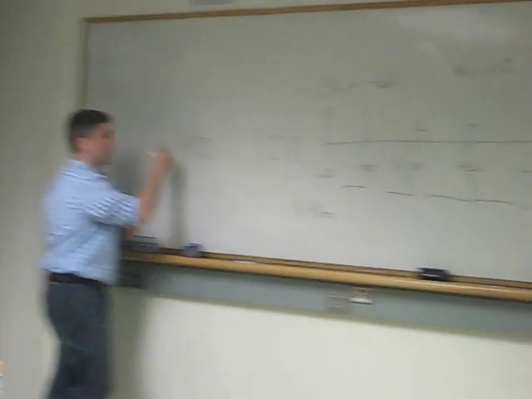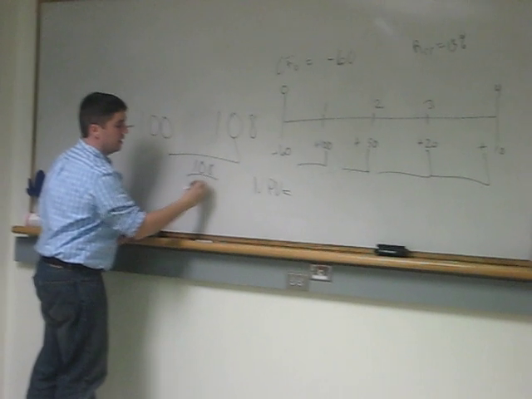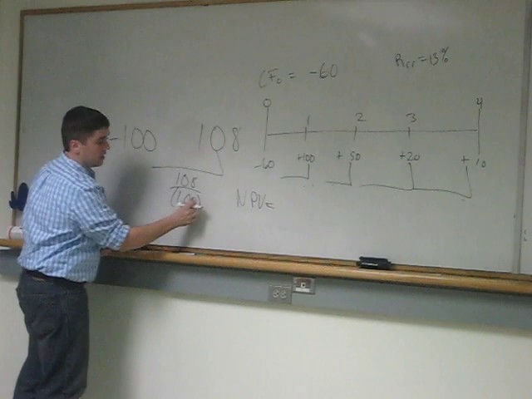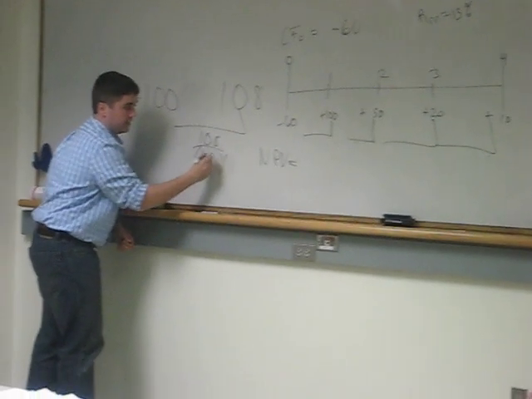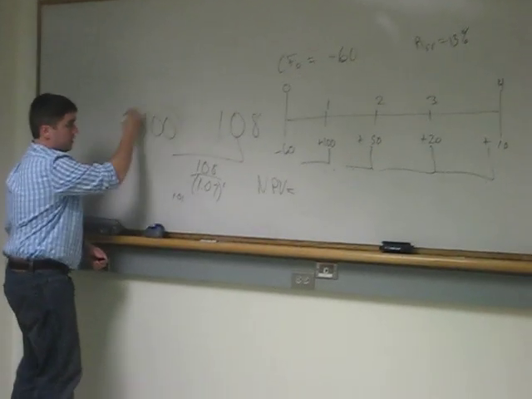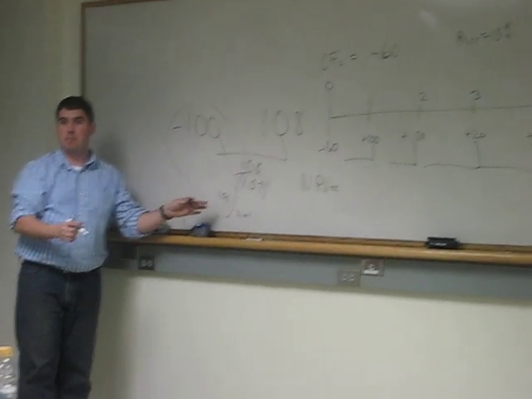Because I'm going to get essentially negative 100, and I'm bringing this back 1 year, so it's going to be 108 divided by 1.08, which gives me 100. If I did 7%, then I'll get 101, which plus this will get me positive 1. Does everyone see that? Okay, cool.